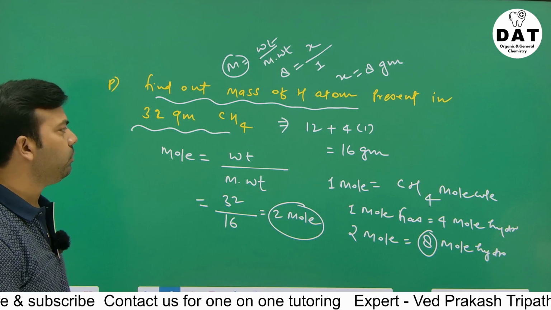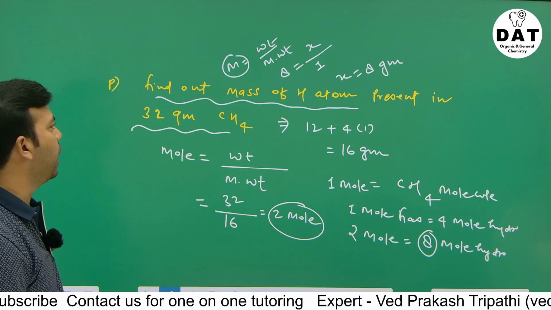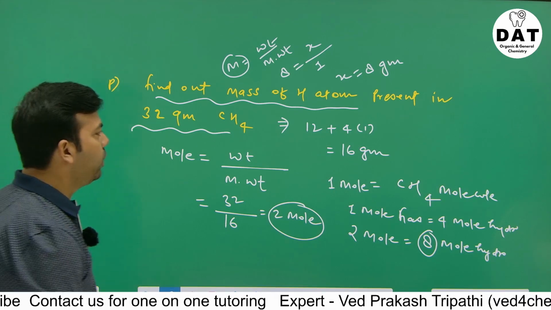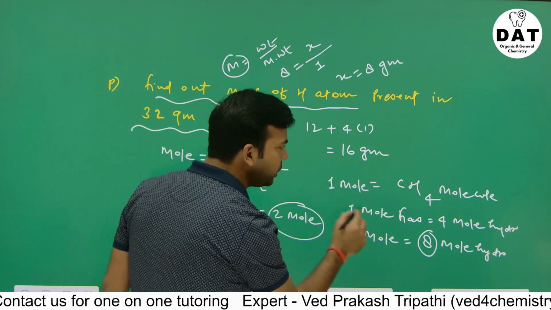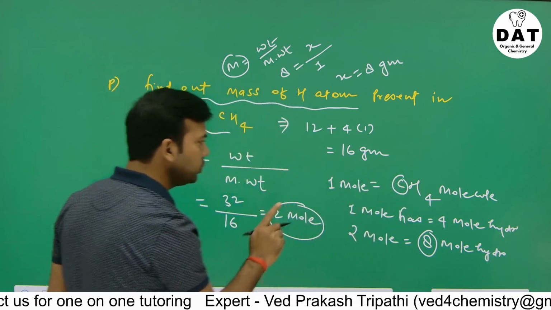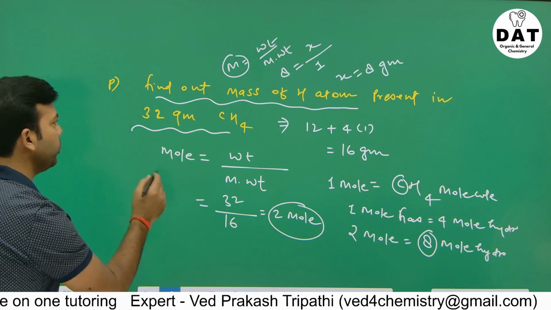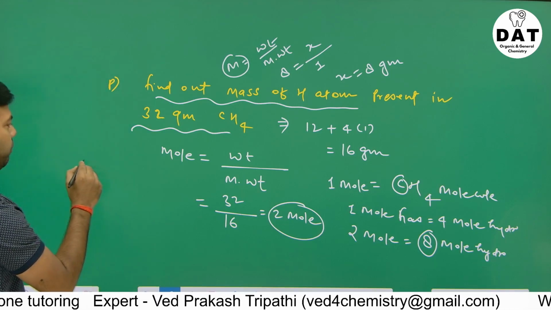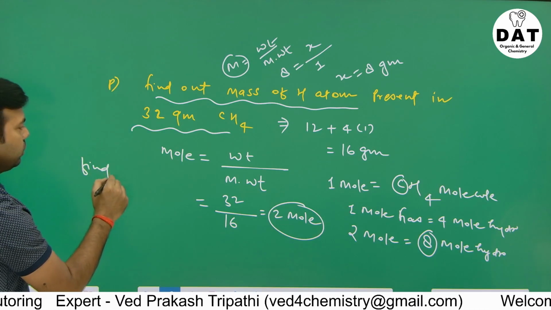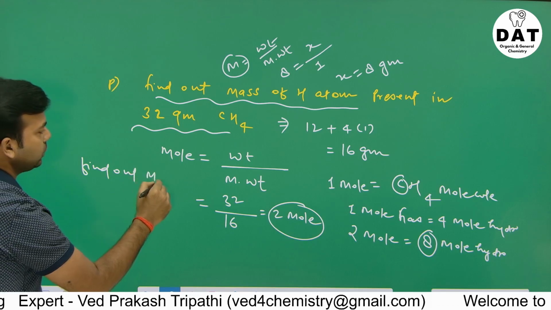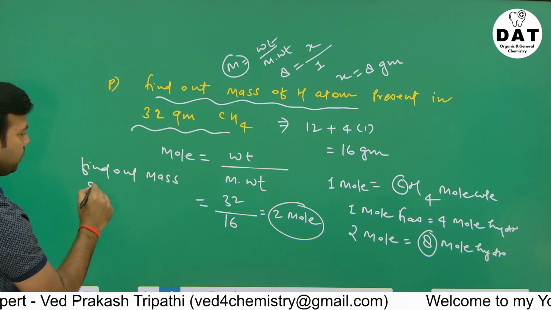Clear? Similarly, you can find out the carbon as well. So 1 mole of CH4 has 1 mole of carbon. So 2 moles of CH4 means 2 moles of carbon. So let's suppose we have another question. Find out the mass of carbon.